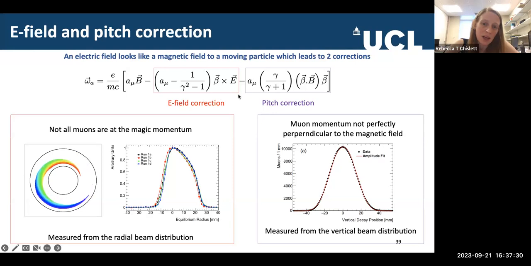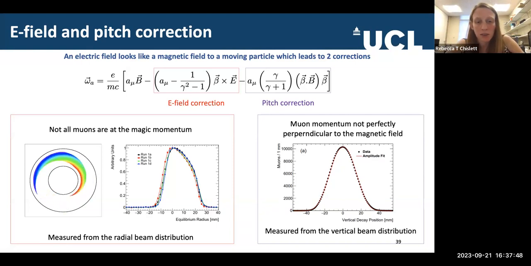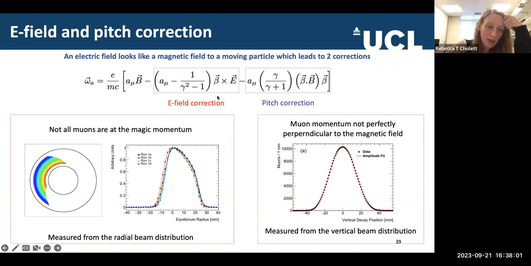So this term is mostly cancelled out because we choose the value of the momentum to be at the so-called magic momentum, which means that the value of gamma is such that this term should be 0. But obviously in the real world, we don't have all the muons exactly at the right momentum. And so there's a small amount that we have to apply to correct for this term here.